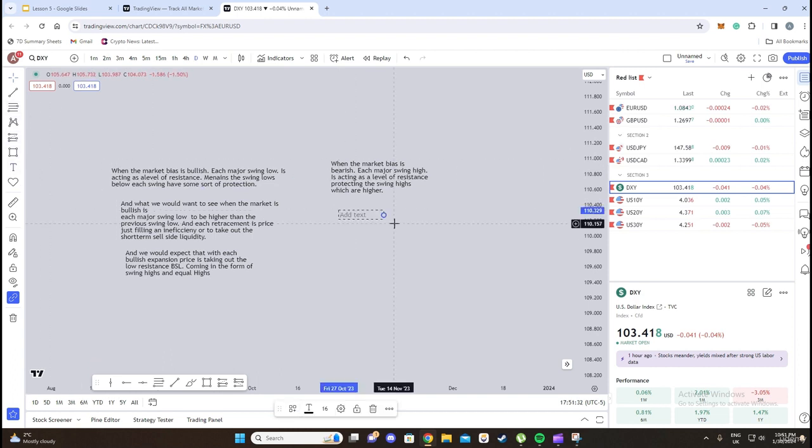And what we'd want to see when the market is bearish is that each major swing high is lower than the previous swing high, and each retracement is price either filling a bearish inefficiency or price is taking out short-term buy side liquidity.